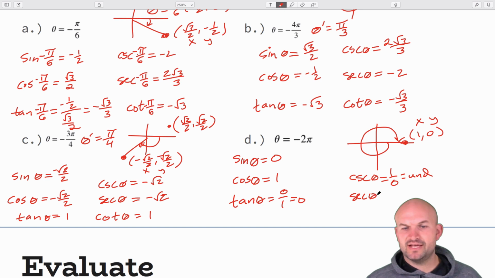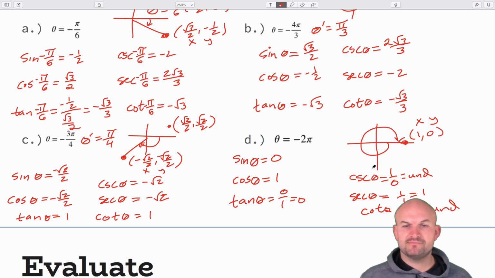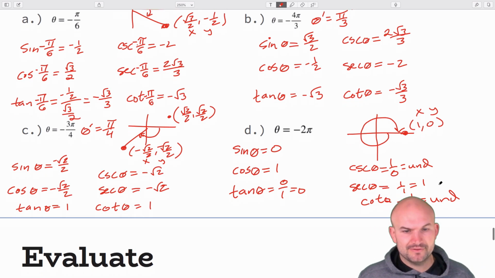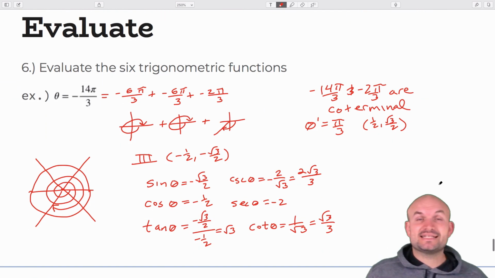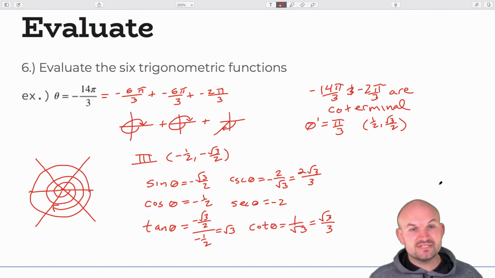The secant of theta, which is 1 over 1, which is 1. And the cotangent of theta, which is 1 over 0, which is, again, undefined. So you can, again, see when you have these coordinate points on the axes, you're going to have some undefined values. All right, last but not least, our last round of examples is going to be angles that are larger than a revolution.